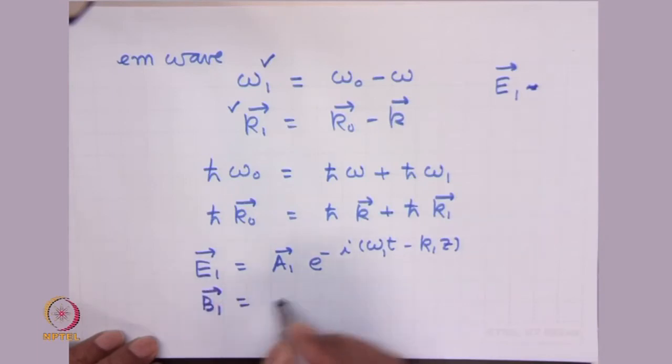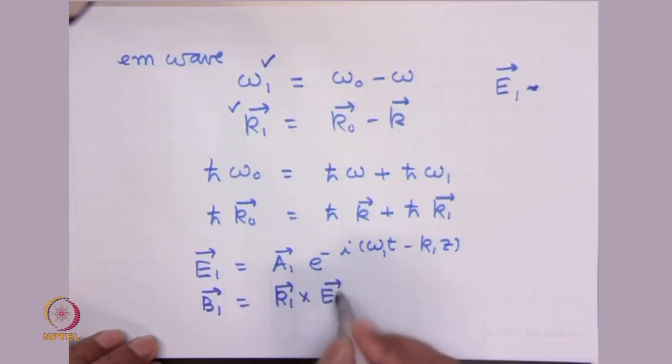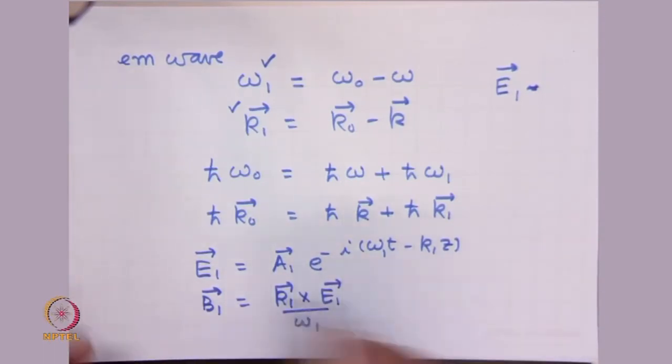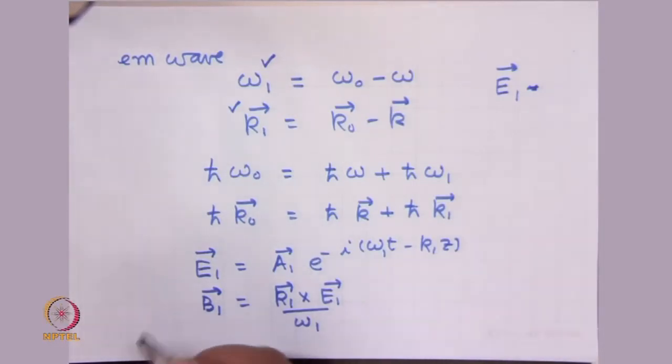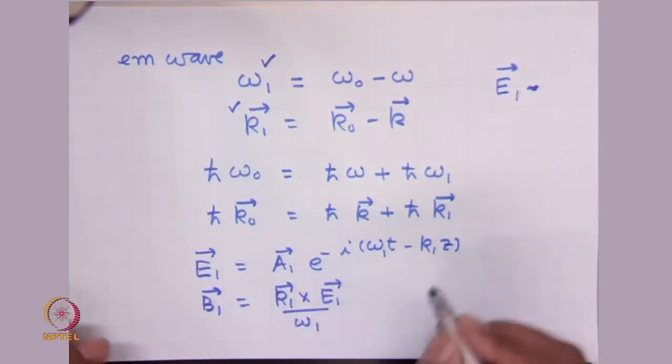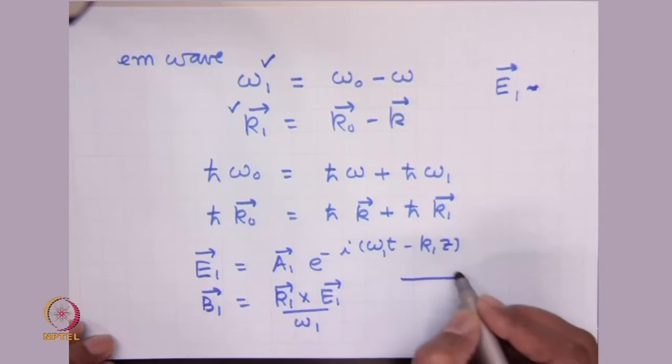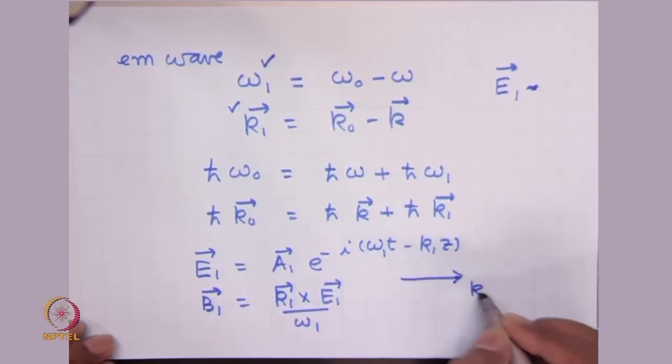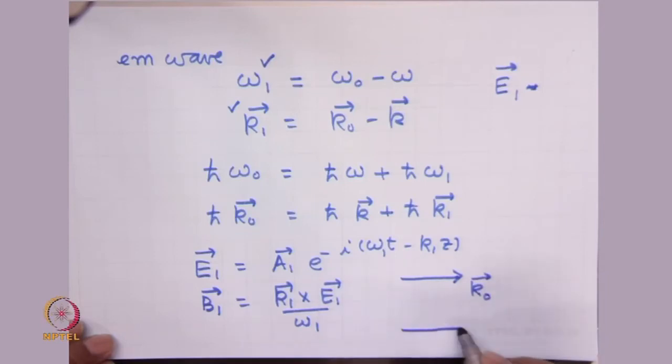From Maxwell's equations, you can show that this is equal to k1 cross E1 upon omega 1. Similarly, the pump wave will also have a magnetic field. So now look at the situation. You are having a pump wave of wave number k0. You are also having a decay wave or a scattered wave of wave number k1.